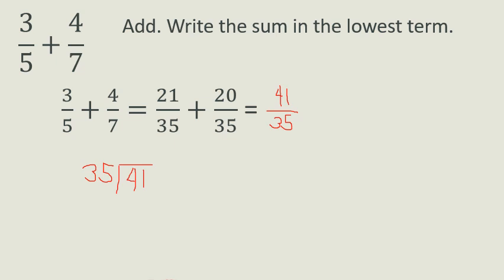Okay, so ilang 35 meron sa 41? So, we have 1. Okay, bakit dito tayo naglagay sa tapat ng 1? Kasi, pag dito tayo naglagay, dinivide lang natin yung 35 sa 4. Yung 4 sa 35. Pero since 41 tayo, dito tayo sa pangalawang maglalagay. So, 1 times 35 is 35. So, ipag-subtract na natin. So, 41 minus 35 is 6.